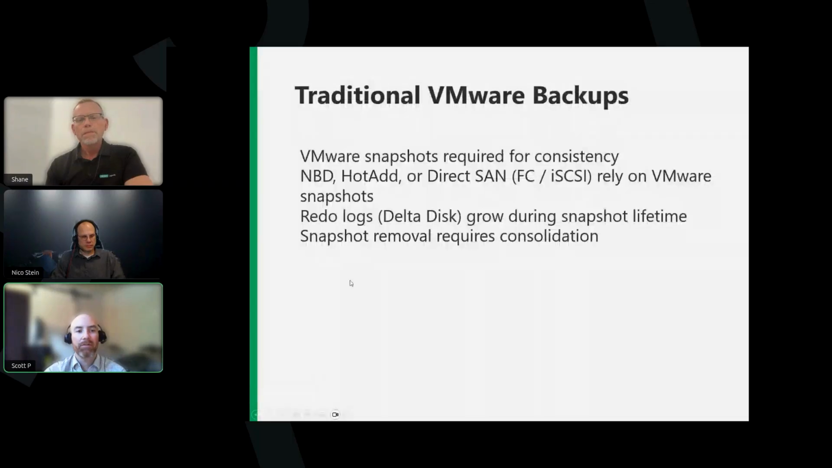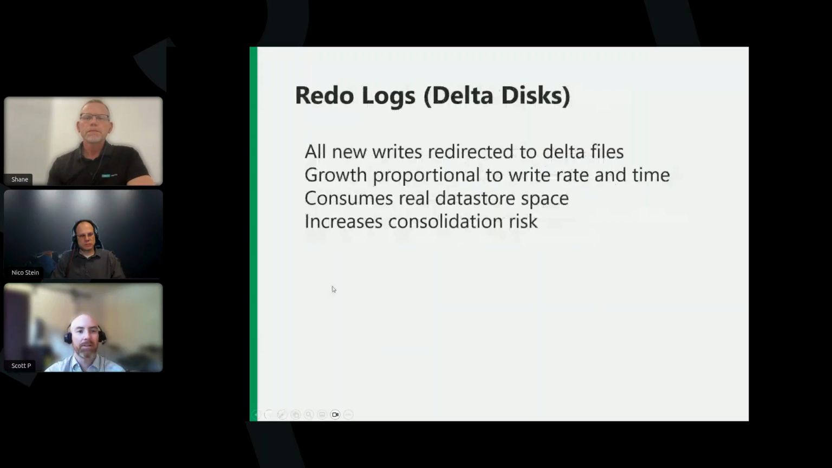So with traditional VMware backups, they all need a VMware snapshot for consistency. If you're using Hot-Add, Direct SAN, NBD, they all require a VMware snapshot. The redo logs will grow during the life of that snapshot, and every time you remove it, it will have to consolidate the snapshot. All of the new writes are directed to those delta files, and they will grow over time. So you'll notice that if you have a datastore and it's filling up during your backup windows, that could be due to the snapshot.